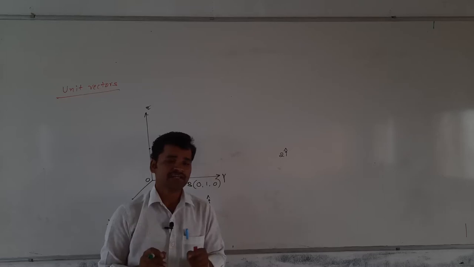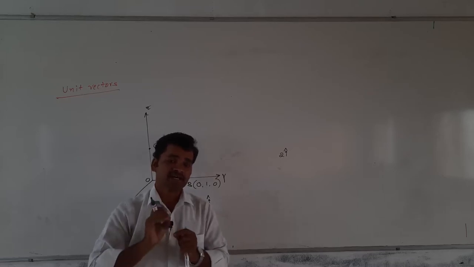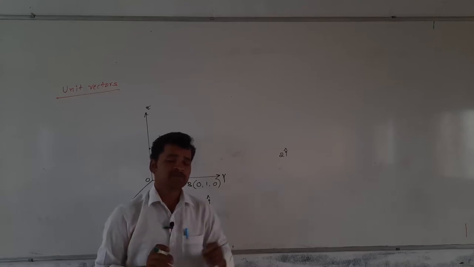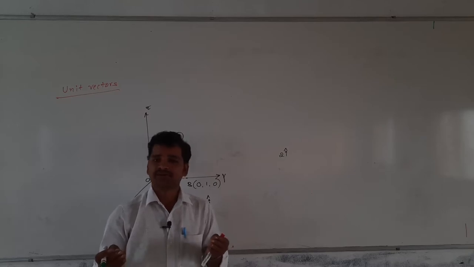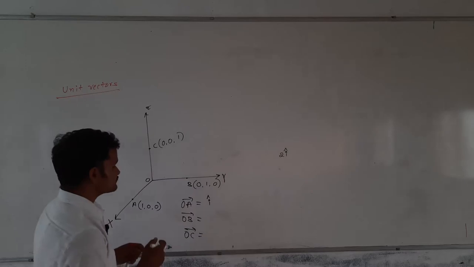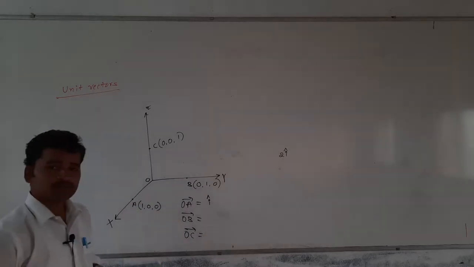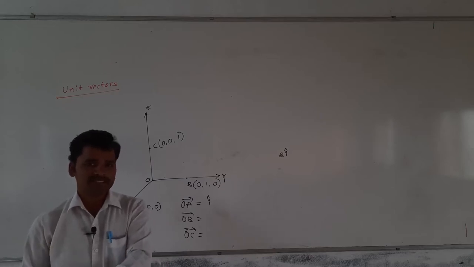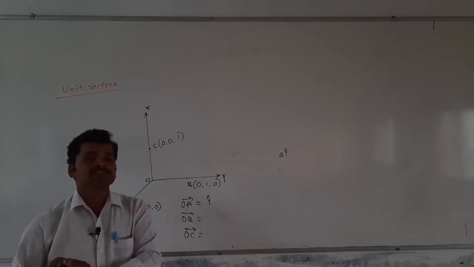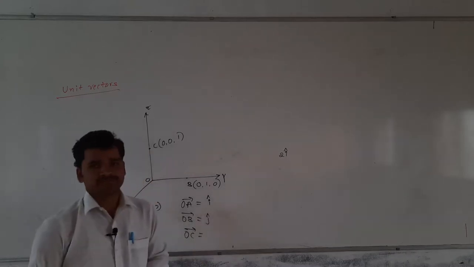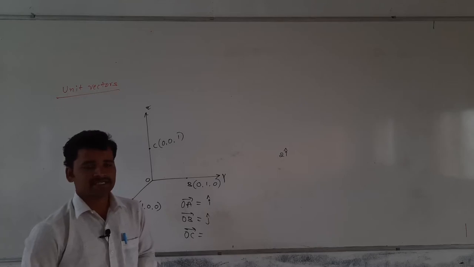I represents the unit vector in the direction of the x axis, and the magnitude is 2 times, so it is a vector with 2 times the magnitude in the direction of the x axis. Okay, next, what about the vector OB? OB is a unit vector in the direction of the y axis. A unit vector in the direction of the y axis will be represented as j cap.